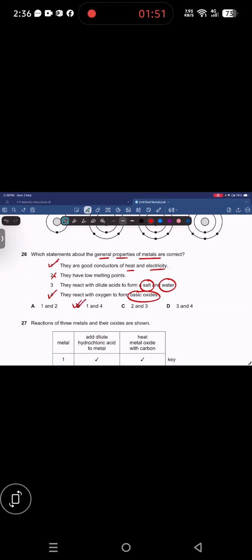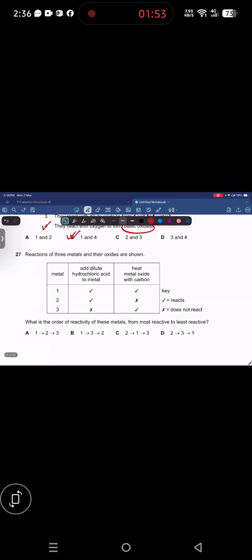Now, question number 27. Reactions of three metals and their oxides are shown. We have three metals and their oxides: metal 1, 2 and 3. Add dilute hydrochloric acid to the metal. Metals 1 and 2 react. The third doesn't react. Heat the metal oxide with carbon. Metals 1 and 3 react but 2 does not.